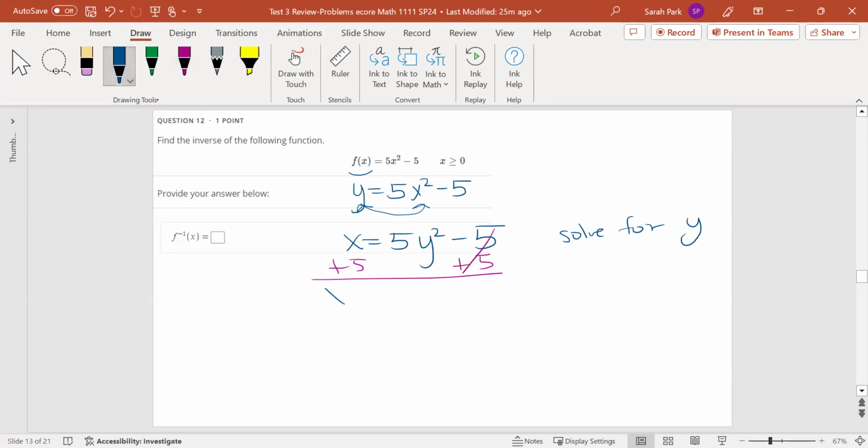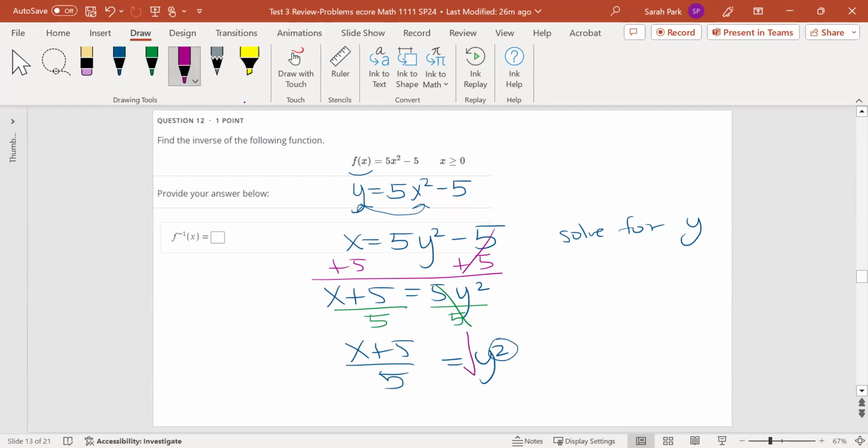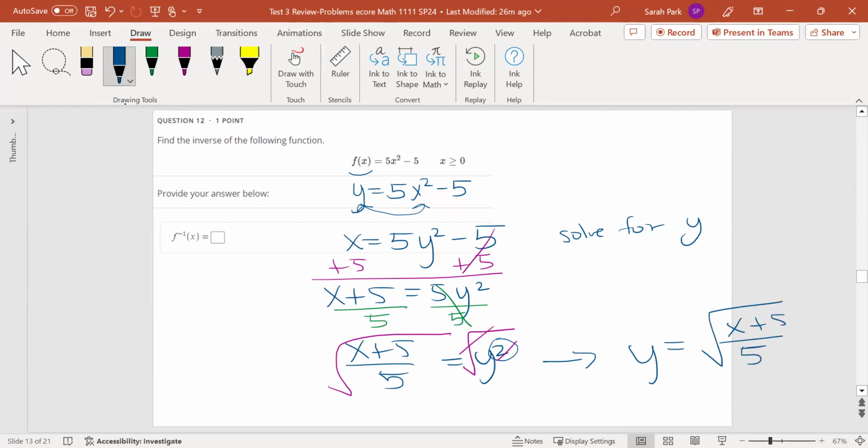And we get x plus 5 equals 5y squared. And then you take the 5 away by dividing both sides by 5. And we get (x plus 5) over 5 equals y squared. And then we'd get rid of this y squared by taking the square root of both sides. And that gets rid of the squared. And so we get y is equal to the square root of (x plus 5) over 5. And that's going to be your inverse function that you type in here. F inverse of x is the square root of (x plus 5) over 5.